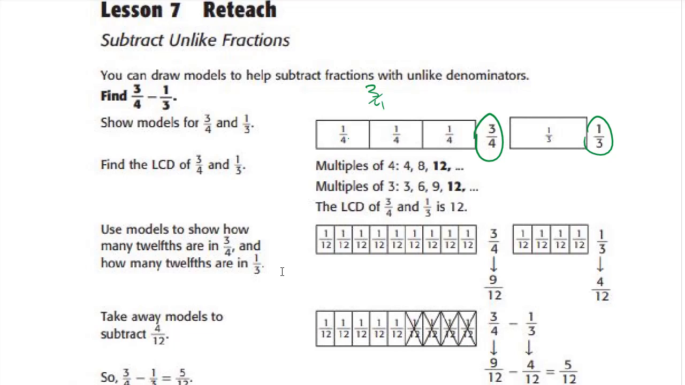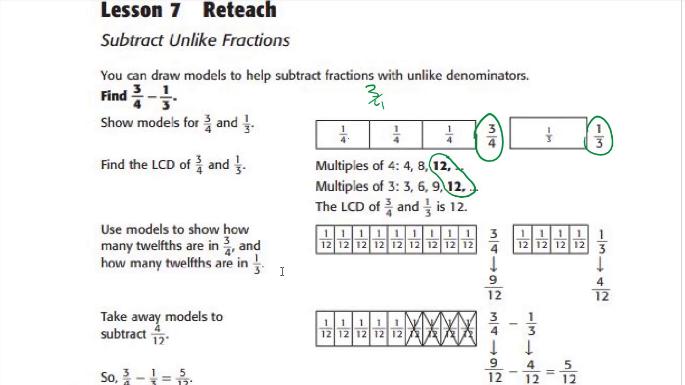Okay, multiples of 4. So they did some skip counting. We have our multiples of 4. So we have 4, 8, 12. And then 3s, we have 3, 6, 9, and 12. So again, we know our common denominator is 12. So the least common denominator of 3/4 and 1/3 is 12.